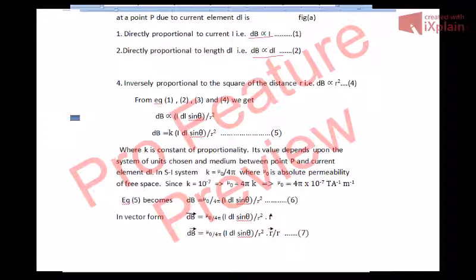Similarly, this magnetic field dB is directly proportional to dl, that is the length of the wire. If the current is the same but the length of the wire is greater, then the magnetic field around the wire will be greater.